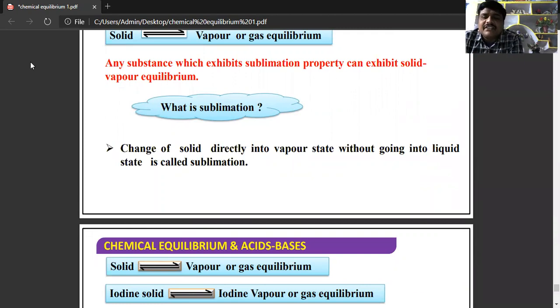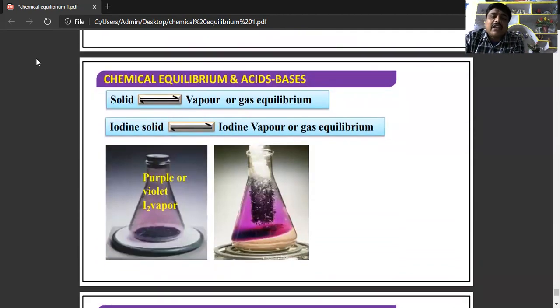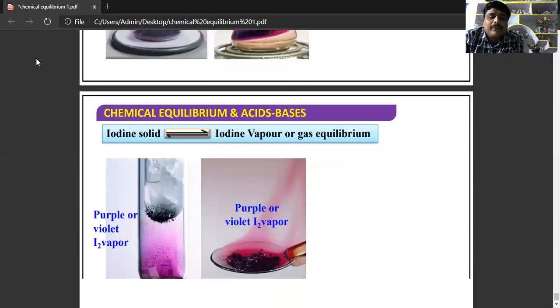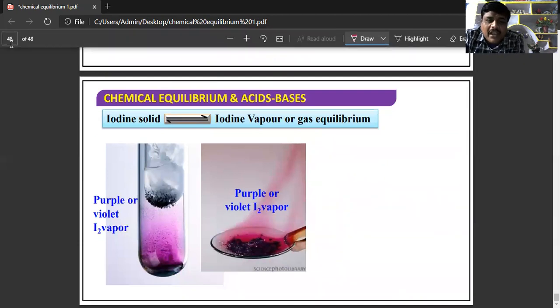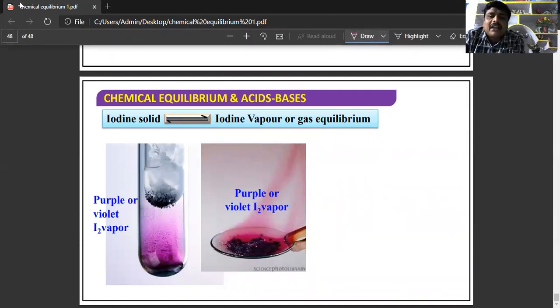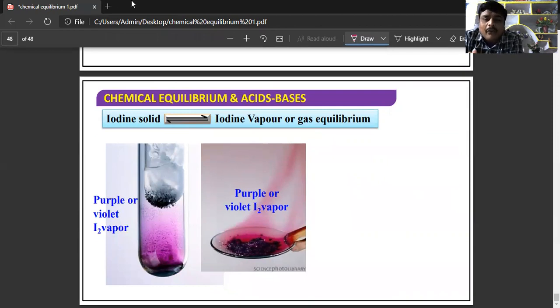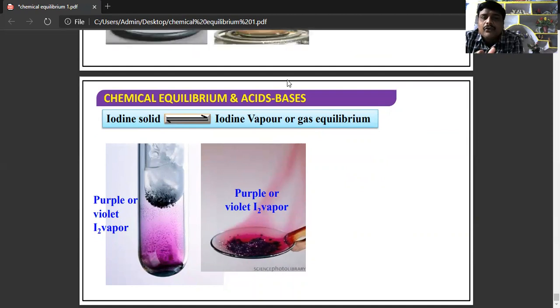Any substance which is exhibiting the sublimation property can exhibit solid-vapor equilibrium. So what is sublimation? Direct conversion of solid into vapor state without undergoing liquid state is known as sublimation. So see here, iodine solid is converted into iodine vapor at equilibrium. The purple or violet iodine vapor is formed from iodine solid.